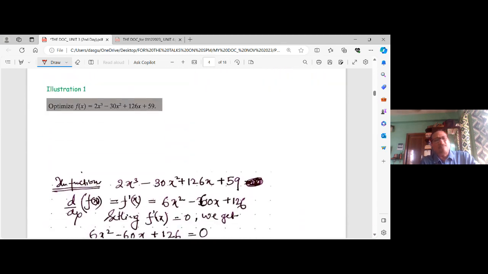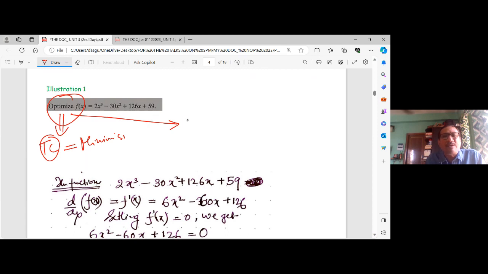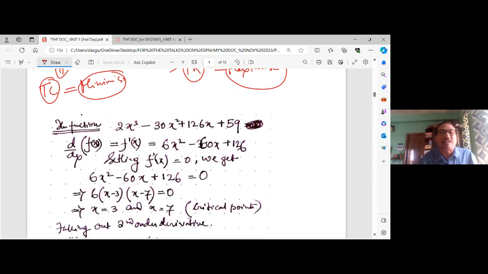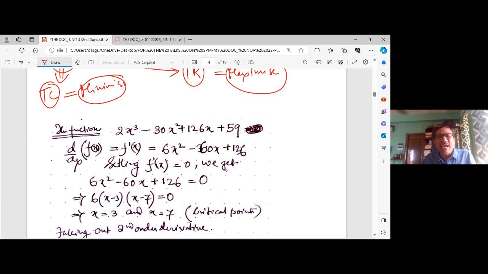Now, when we talk about optimization, we really don't know the function, whether it is a cost function, which we need to minimize, or it can also be a revenue function, which we need to maximize. So when this kind of a sum comes, it means maximization or minimization. We are not sure about the second order derivative, but what we can do is take out the second order derivative and try to do that. So I have solved the sum for you. What I have done is I have taken out the first order derivative and set it to 0.